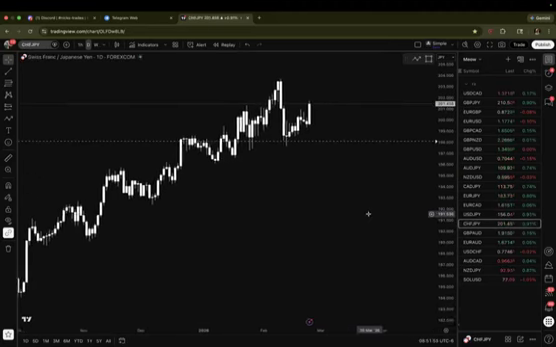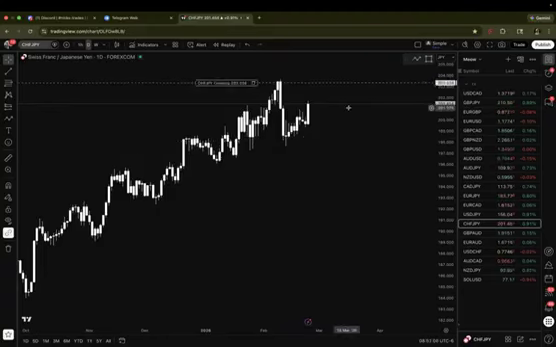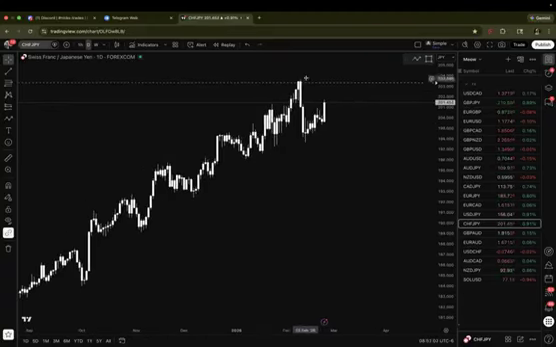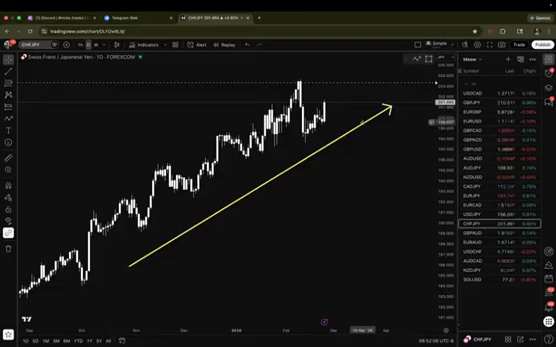CHF JPY looks like we'll be moving to the upside. Set an alert at the high and see if we might bounce there. I'm less likely to take a trade here just because of, I mean, trend is your friend, and stuff like that.